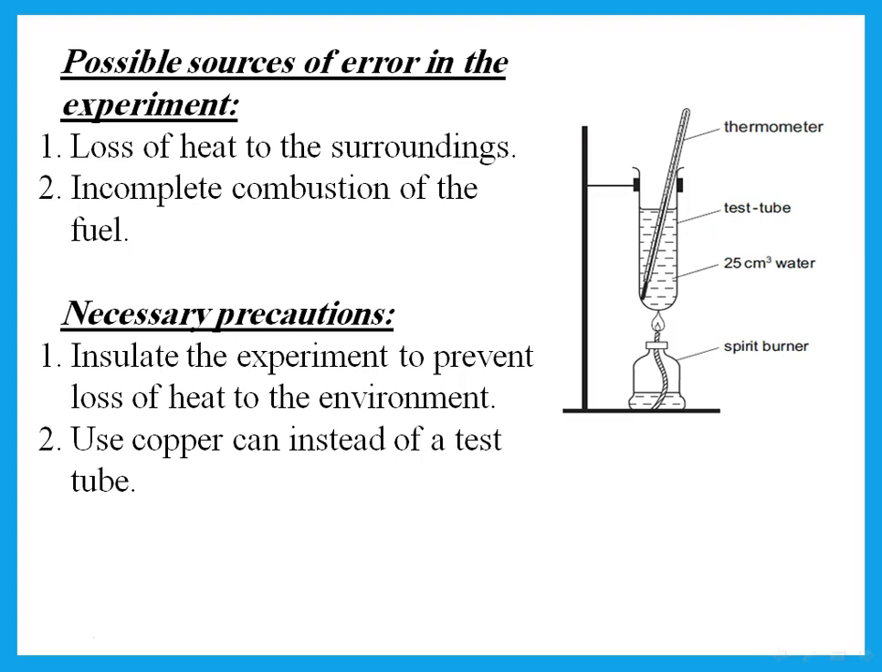Sources of error in this experiment, of course, in any experiment in which I'm heating something, one source of error would be loss of heat to the surroundings, or if I am burning the fuel, it could be incomplete combustion, so it is not giving out as much heat as it should. If he says any precautions I should take, well, I can tell him insulate the experiment to prevent loss of heat to the environment. Or instead of using a glass test tube, I should use a copper can because, of course, the copper is a better conductor of heat.